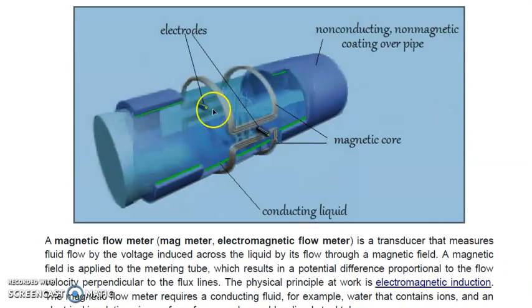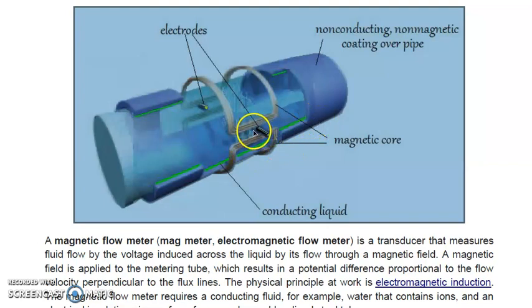Now the practical or realistic image is this one, in which you will be able to watch the pipeline where the electrodes are injected in the vertical direction. The two electrodes are on the same horizontal line, but they are connected across the pipeline. And this is where the electromagnetic flow meter is connected. There should be a non-conductive, non-magnetic coating over the pipe, and in this complete area the non-conducting, non-magnetic coating over the pipe will be there.